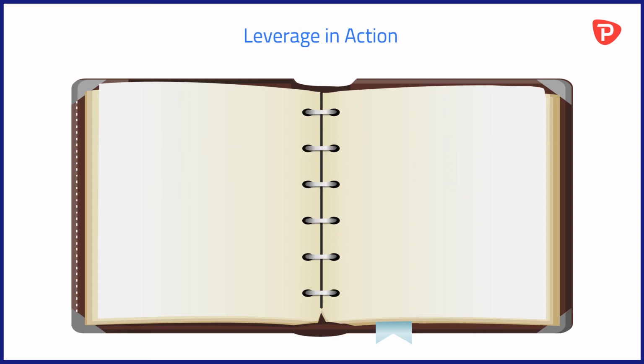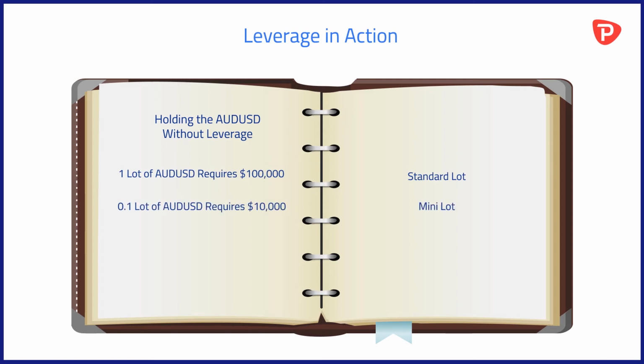If a trader was holding the Aussie USD without leverage, holding one lot would require 100,000 Australian dollars. Holding 0.1 lot would require $10,000, and holding 0.01 lot would require $1,000. Now, if we bring leverage into the equation, it would look more like this.